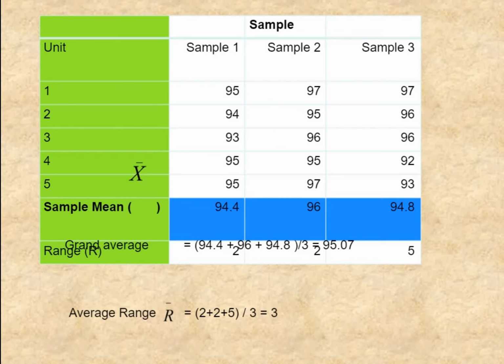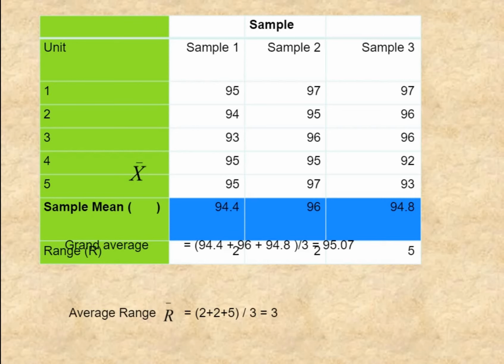The range here has an average as well. We call it R bar. R bar is basically the average range, and it equals 2 from here, 2 from here, and 5 from here, divided by 3, which equals 3. So now we are ready. We have two numbers. One is the grand average.